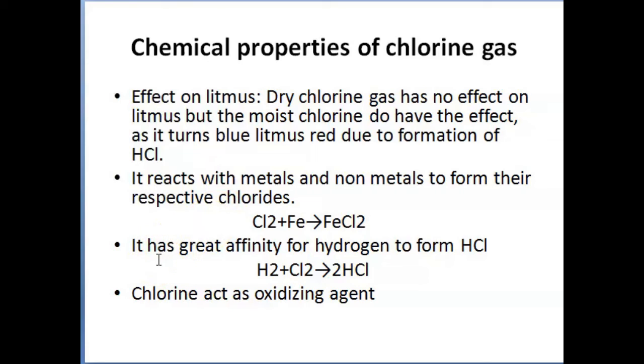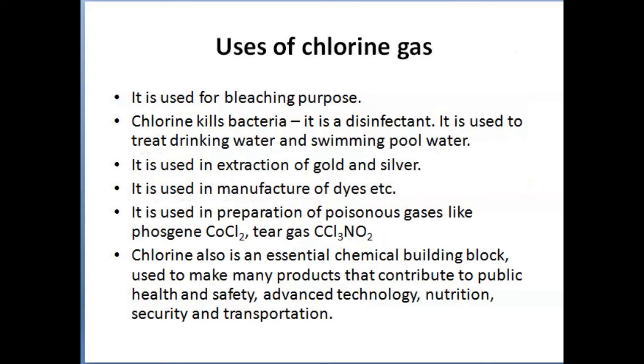Chlorine has great affinity for hydrogen to form hydrochloric acid. And chlorine acts as an oxidizing agent. When we talk about the uses of chlorine, chlorine is used for bleaching purposes. Chlorine kills bacteria, that is, it is a disinfectant. It is used to treat drinking water and swimming pool water.